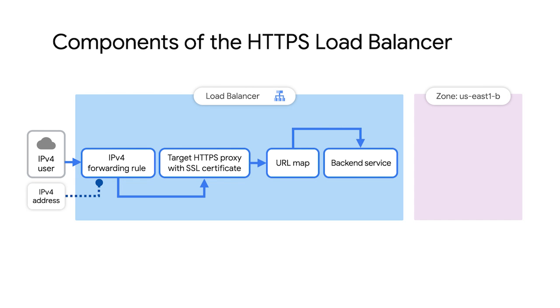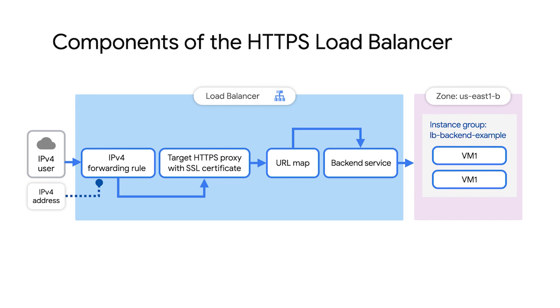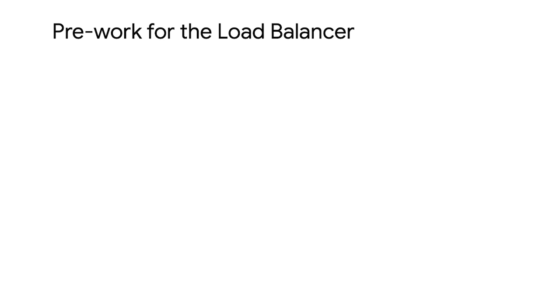Finally, we need to identify the different backends that we want the traffic to be sent to, one for our static bucket and one for our instance group. In addition, we need to configure whether we'd like to use Cloud CDN for content caching or Cloud Armor for security. There are two steps we need to take before we start configuring the load balancer.